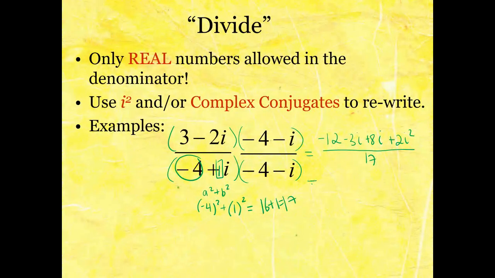17. And now I no longer have that. So now I just have to simplify this numerator. I've got negative 12, and really this right here is negative 2. So negative 12 minus 2 gives me negative 14. And then in here, negative 3 plus 8 gives me plus 5i, over 17. Pretty amazing.